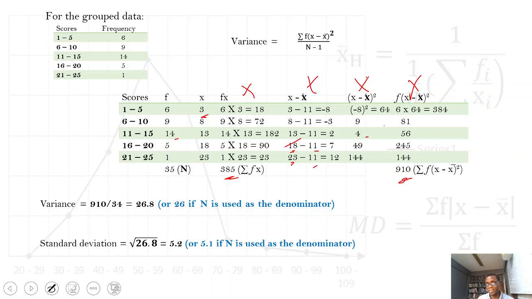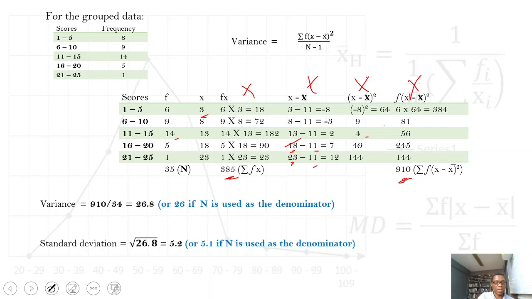In some contexts, it really doesn't matter, particularly when you're dealing with a very large sample, if you subtract 1. And so it's possible that in some books, you'll see n as the denominator and not n minus 1. But if the sample size is large enough, it's not going to make any significant difference. But for the purpose of this course, we will be dealing with n minus 1.